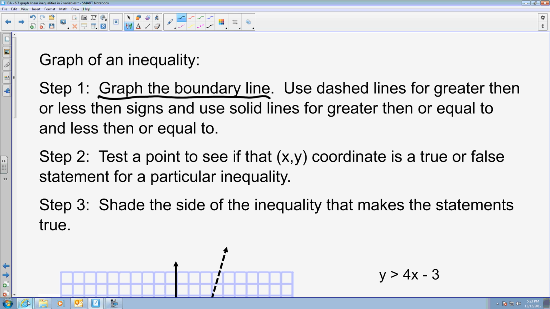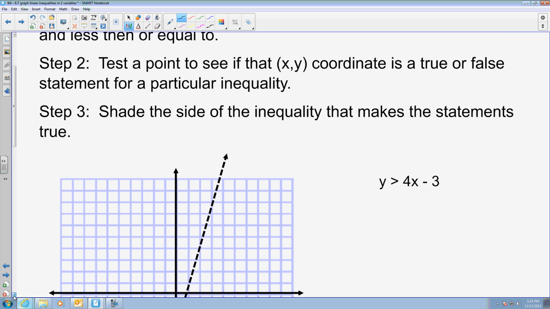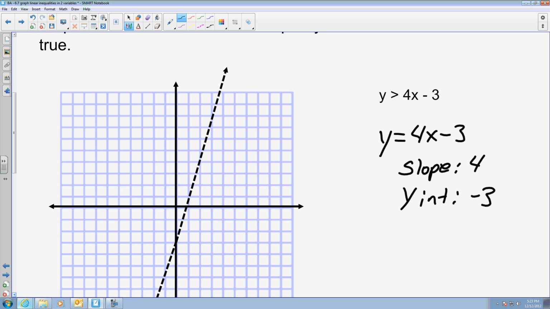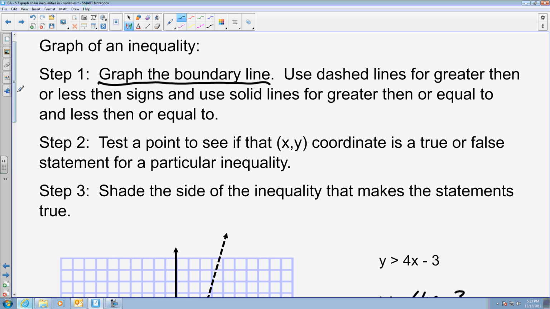Now the boundary line is exactly just like graphing a linear equation. So if we were to look, say, at this example, y is greater than 4x minus 3, you're graphing it just like if it was y equals 4x minus 3, because our slope is still 4 and our y-intercept is still negative 3. So when they talk about the boundary line, you're just graphing it just like you did in chapter 4.